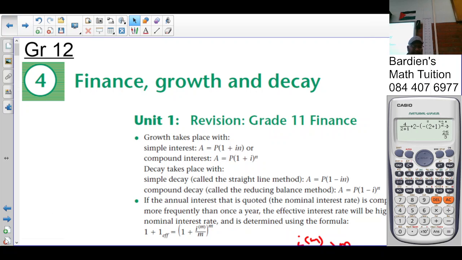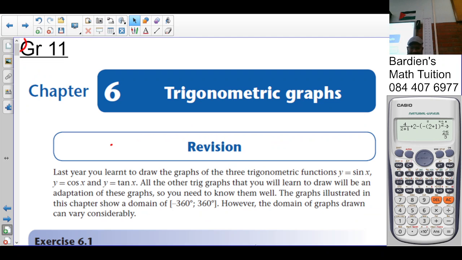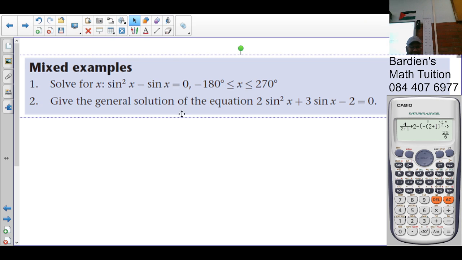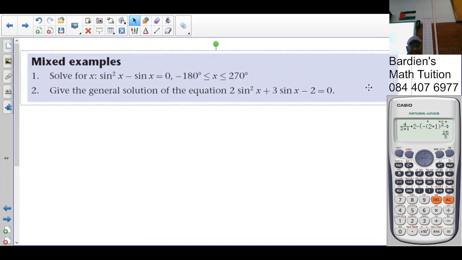So at this point, people, we are busy with mixed examples. So you say I haven't done this yet, no? We are on page 216. Page 216. Mixed examples on page 216.